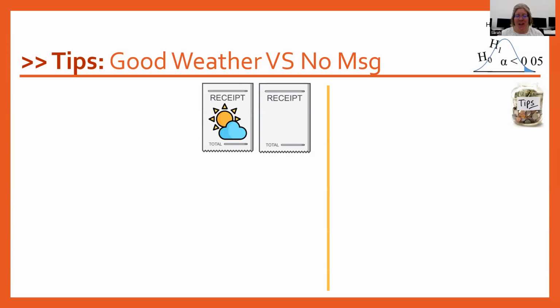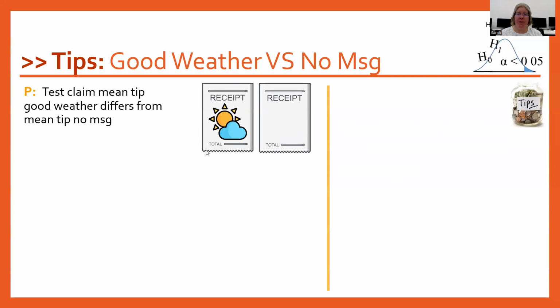All right, so hopefully you gave those a little bit of a try and looked through them. For this one, we're testing the claim that the mean tip for the good weather differs from the mean tip for no message. My null hypothesis stays the same, mean of the good minus the mean of no message is equal to 0. My alternative is that the mean of the good minus the mean of no message is not equal to 0. So I'm getting a two-tail test there because all they gave us was a differs from. It's not giving me a sense of direction. So I used a not equals to and a two-tail.